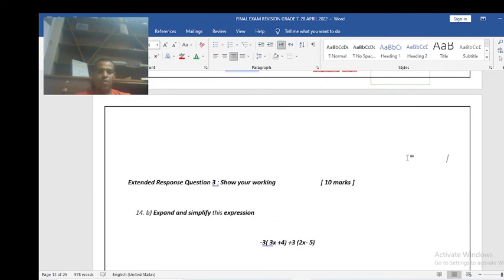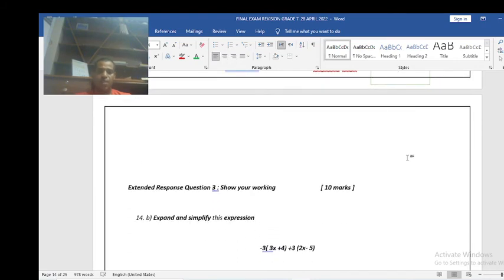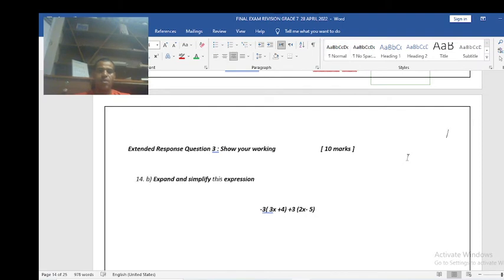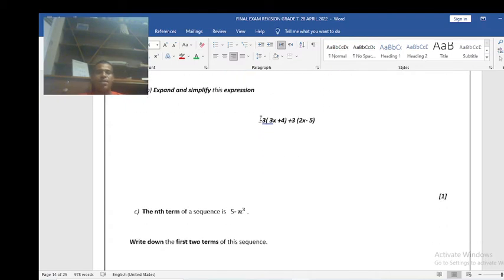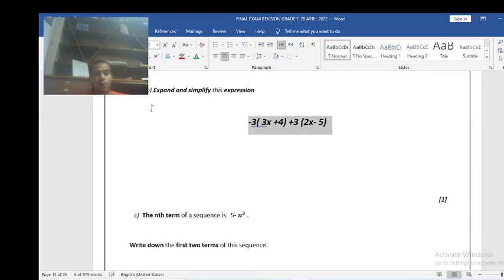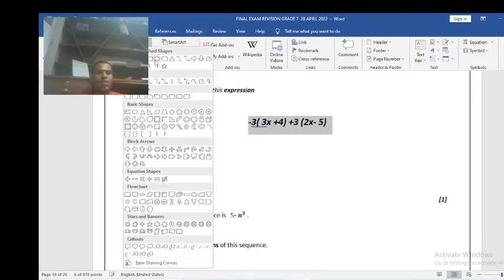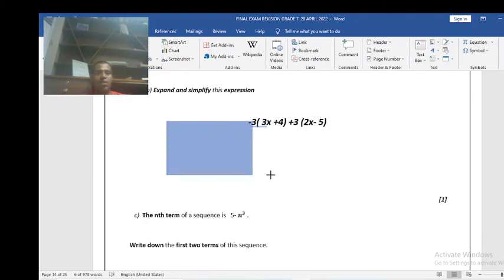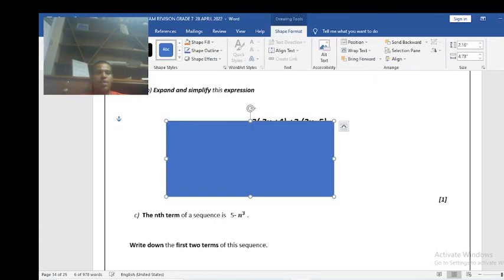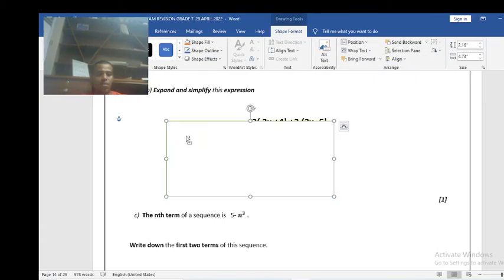Okay, so the next one. Expand and simplify this expression. We have negative 3x multiplied by 3x plus 4. Okay, I will make it bigger so it will appear. Then I will try to expand first, then I should simplify this one. So I will just put this here.